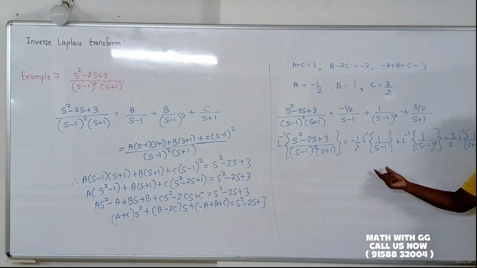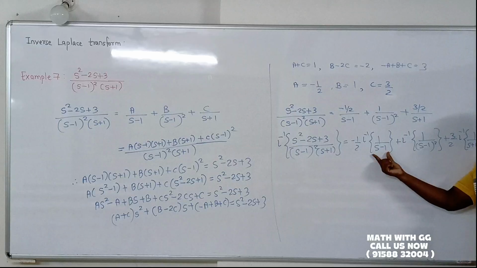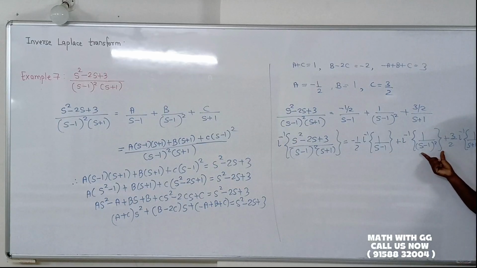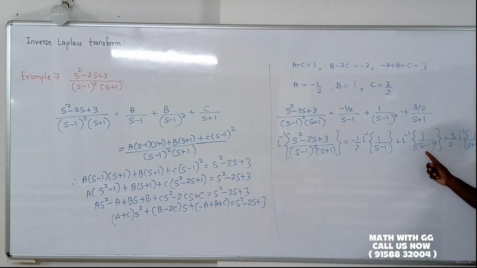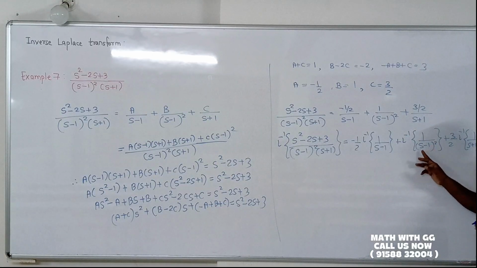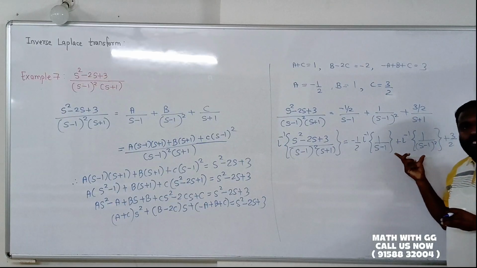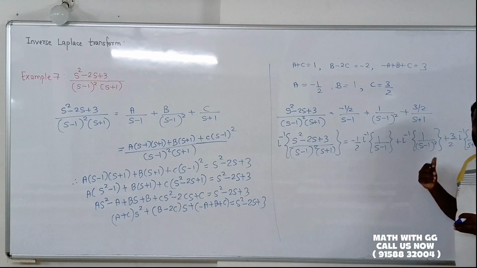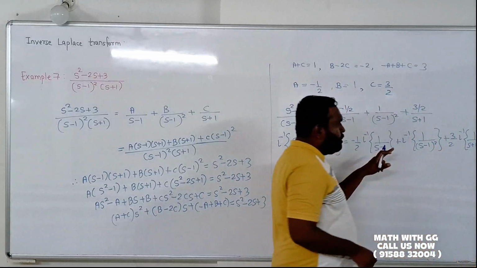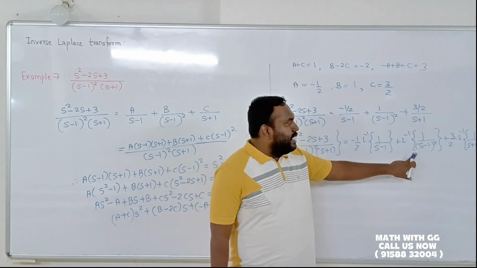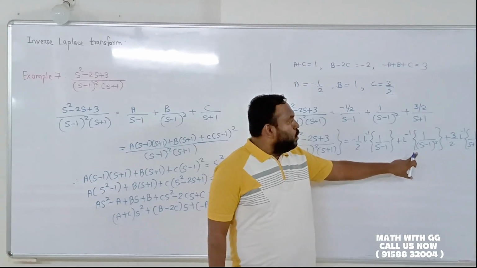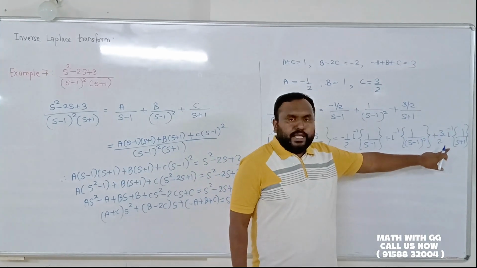Now, if we take the L inverse of the first term, it is e^t. For this term, if the square is not there, we have 1 upon (s − 1), so the inverse is e^t only. But when we have a square, it will be multiplied by t. So the L inverse is t into e^t. Therefore, the first term will be e^t, the second is t into e^t, and the third is e^(−t).